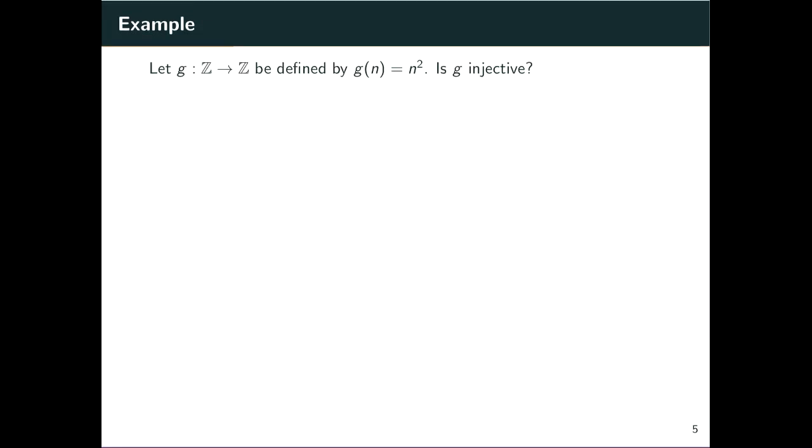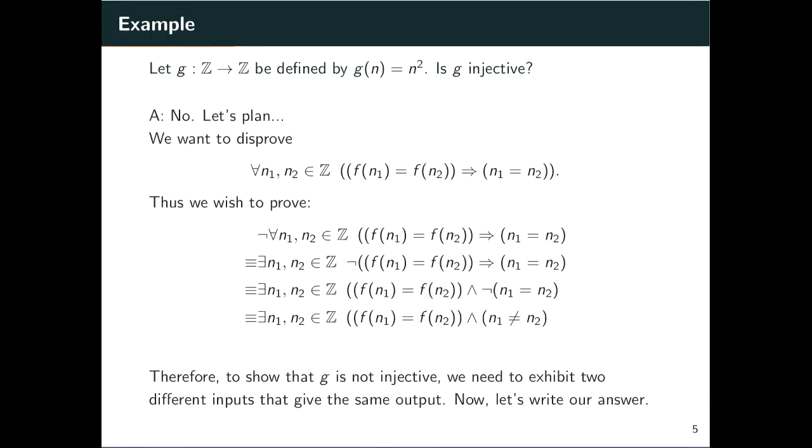Okay, so now sort of the same example, but we're going to change the domain a little. So we've got g from Z to Z, and we're going to define it by g(n) equals n squared. Is g injective? The answer is no. And the way that we prove that something's not injective is we're going to give a counterexample. And so if we have a look at the plan, if we want to disprove for all n1, n2, this implies this, we want to prove the negation.